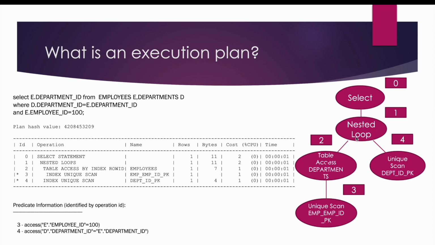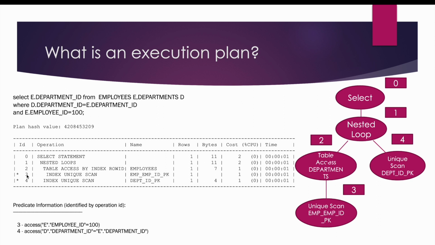Operation number 1 is your nested loop. The next operation, number 2, is indented on the right side of 1. So operation number 2, that is table access by index rowid, becomes the child of 1, the nested loop. You can also see operation number 4 is on the same level as 2. So operation number 4 is also the second child of the nested loop operation, that is operation number 1. But since 2 is on the top and 4 is on the bottom, we have written 2 on the left-hand side and 4 on the right-hand side, that is the index unique scan operation.